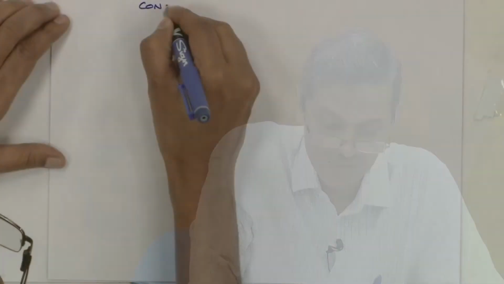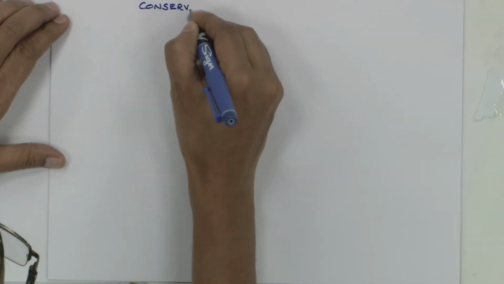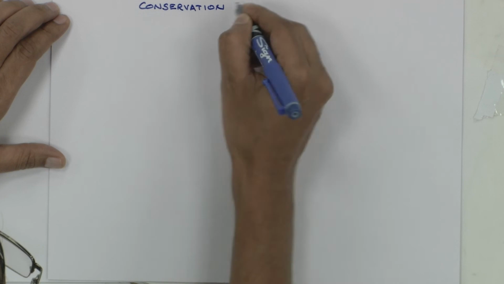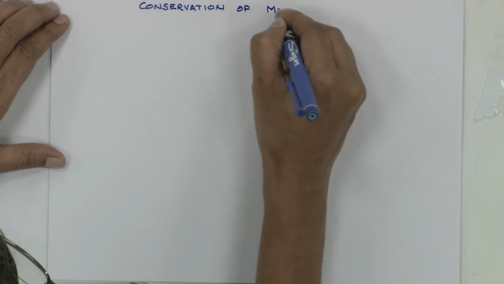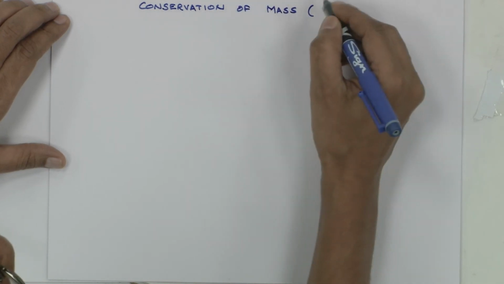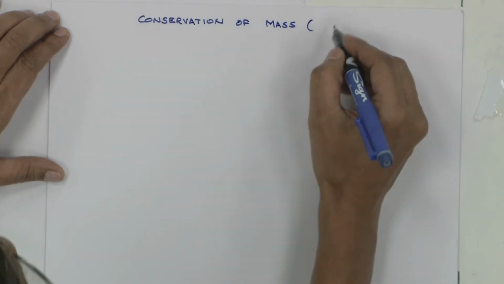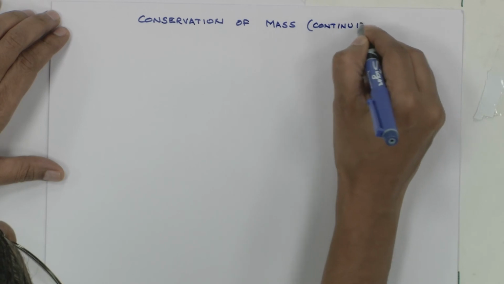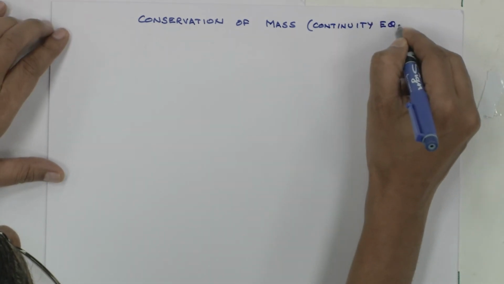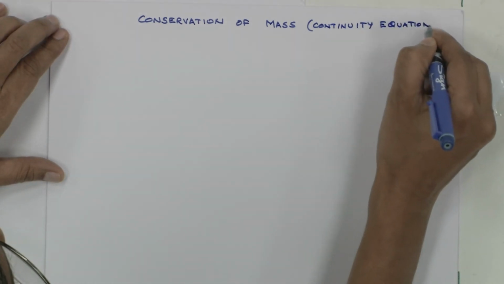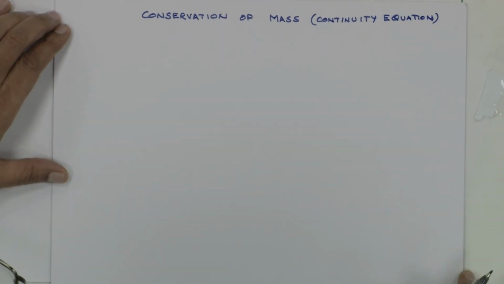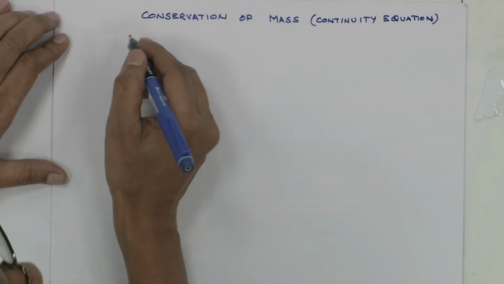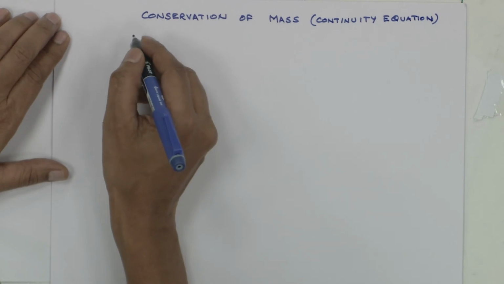Conservation of mass, which we also generally call the continuity equation. To derive this, we are going to employ Reynolds transport theorem.